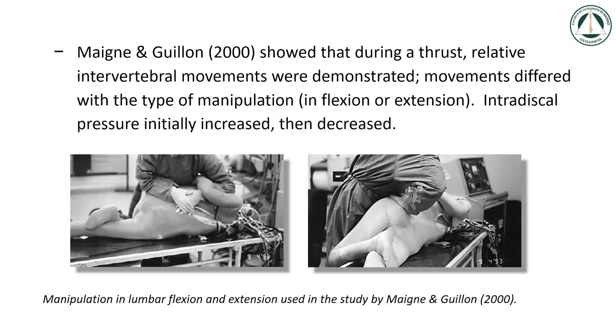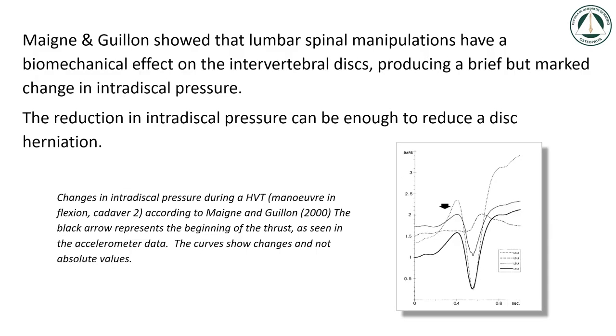Images show manipulation in lumbar flexion and extension used in the study by Main and Guion. Main and Guion, 2000, showed that lumbar spinal manipulations have a biomechanical effect on the intervertebral discs, producing a brief but marked change in intradiscal pressure. The reduction in intradiscal pressure can be enough to reduce a disc herniation.